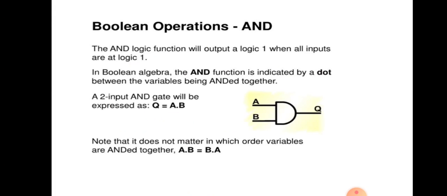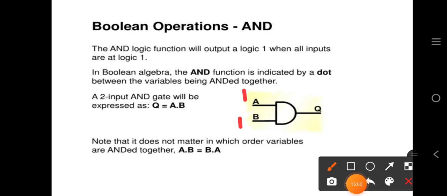Now we will see the basics of the Boolean operations. Here you can see the AND gate. The AND logic function will output a logic 1 when all the inputs are at logic 1. From the truth table you know that only if you give both the inputs as 1, the AND gate will give output 1. In Boolean algebra, the AND function is indicated by a dot. A 2-input AND gate will be expressed as Q equals A dot B.